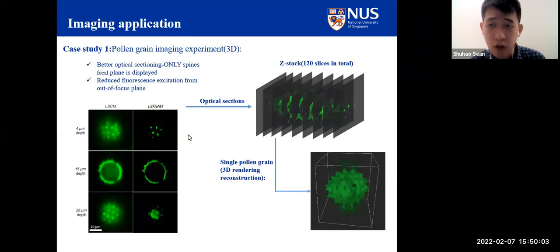And here are some imaging applications. The first case is imaging of a single pollen grain, and we scan the 3D volume, as you can see here. The line-scan FMM can provide better optical sectioning than conventional confocal microscopes. You can see the spines only at the focal plane. So when we do the reconstruction in Z, using all these Z slices, we can get very good 3D rendering results of a single pollen grain.